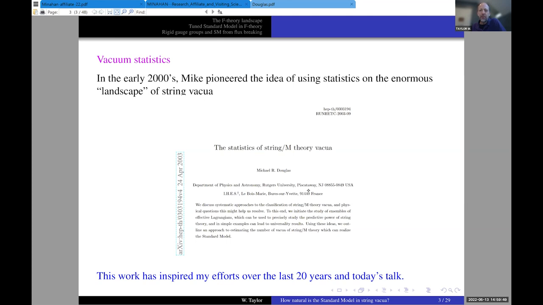And today's talk is really building almost 20 years later on what Mike was doing and still trying to move towards finding a systematic approach to estimating the number of vacua of string M theory, and now I would add F theory, which can realize the standard model. So that's the framing of today's talk.